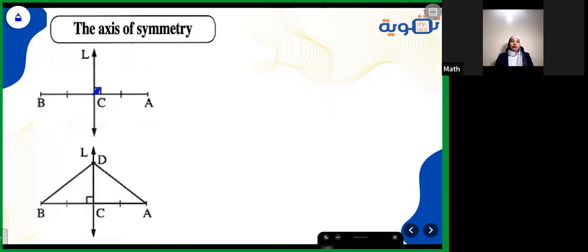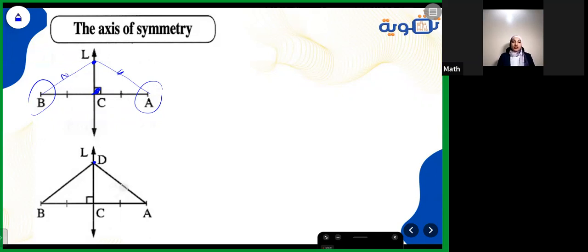Then, if you try to join from any point on the axis of symmetry, like D here, to the terminals of the line segment, terminals mean the start and the end, any of them can be the start and the end. So the line segments joining any point on the axis of symmetry to the terminals of the line segment should be equal in distance. They should be equidistant or equal in length.